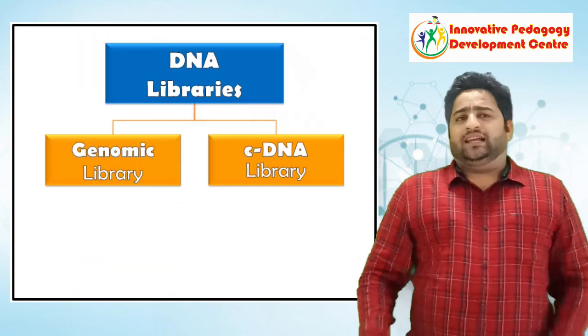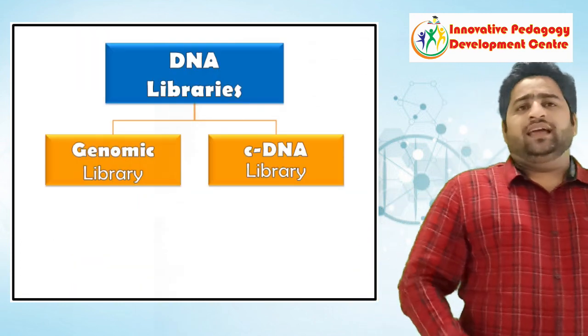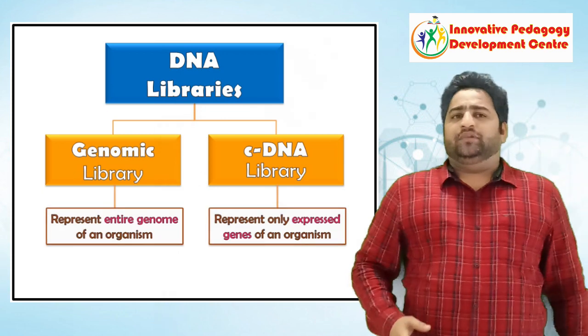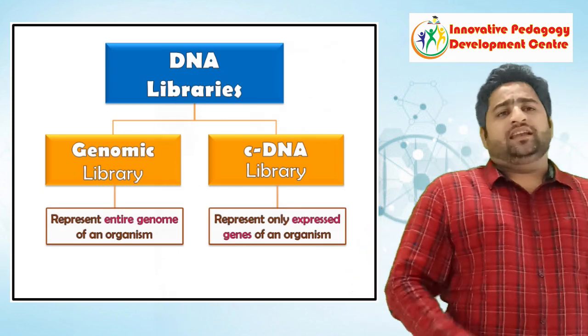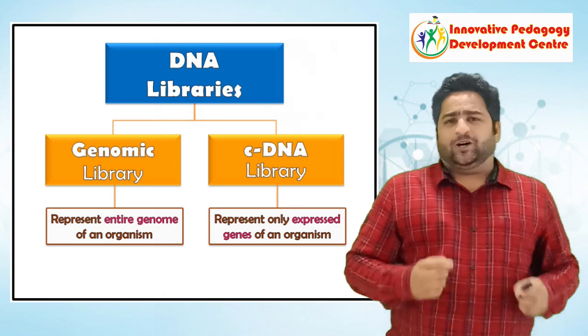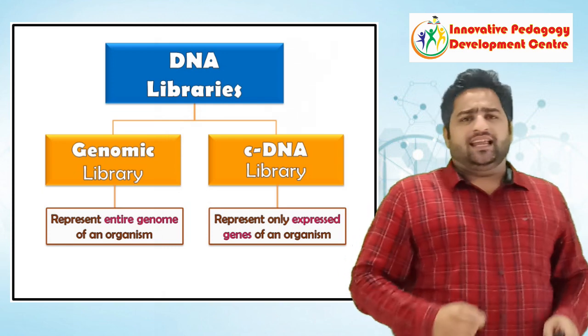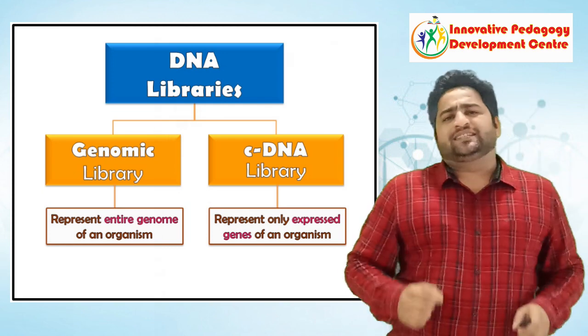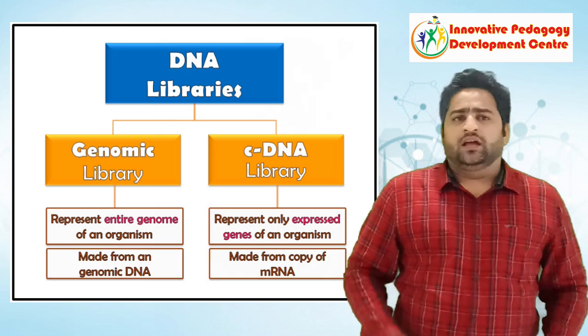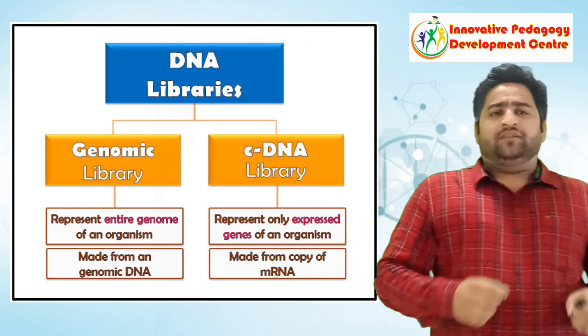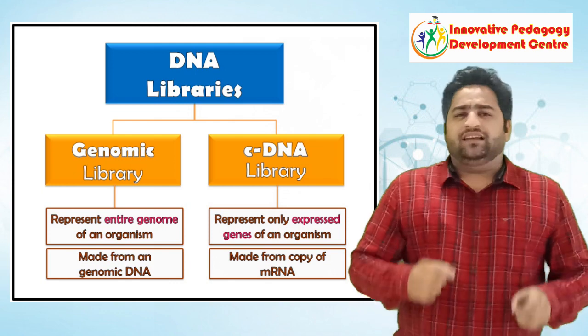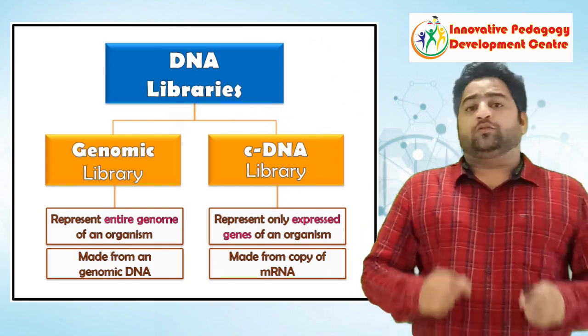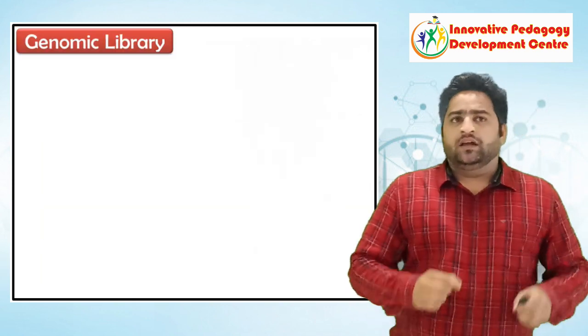There are two types of DNA libraries. One is genomic library and another is the cDNA library. Genomic library represents the entire genome of an organism, while cDNA library represents only expressed genes of an organism. Genomic library is made from genomic DNA, while cDNA library is made from a copy of mRNA.